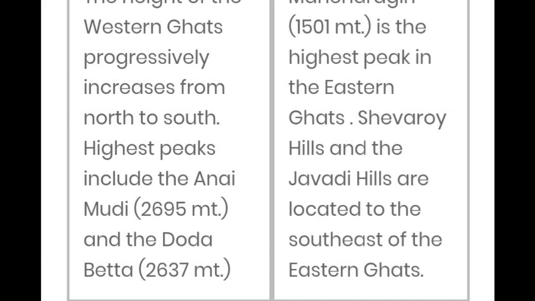So this is all about the Peninsular Plateau. The Peninsular Plateau is divided into three parts: the Central Highlands, the Deccan Plateau, and the Chota Nagpur Plateau. We have studied the features of these three plateaus, then the further extension of the Deccan Plateau, which is the Western Ghats and the Eastern Ghats, and then we compared the Eastern Ghats and the Western Ghats. This is all about the Peninsular Plateau.